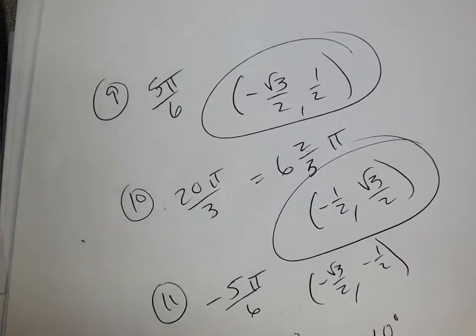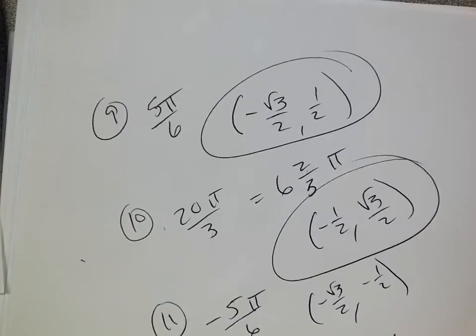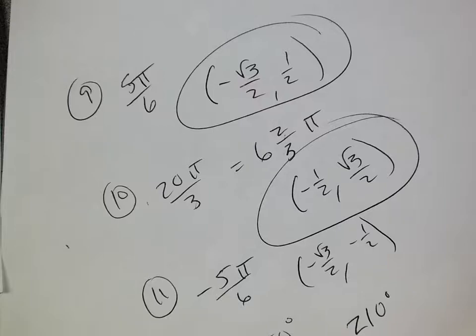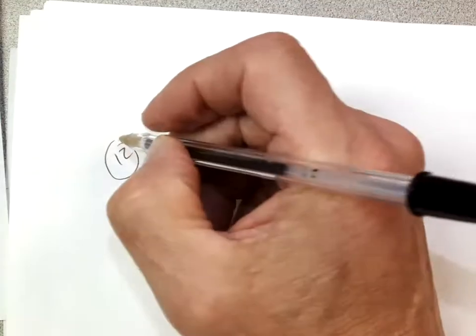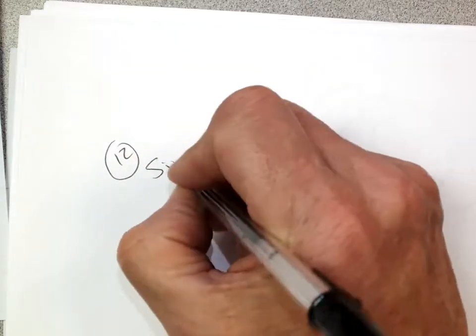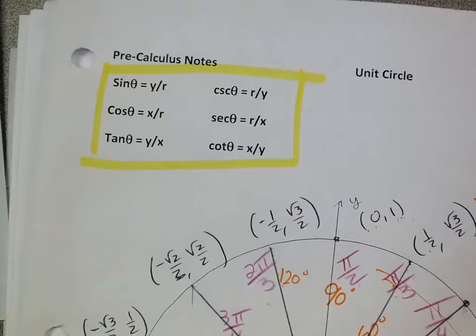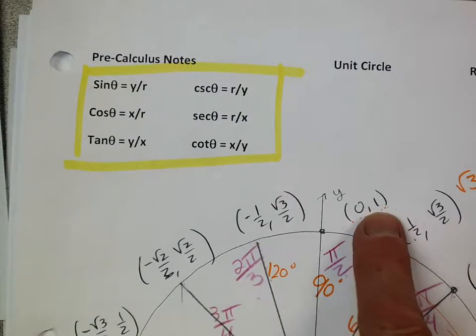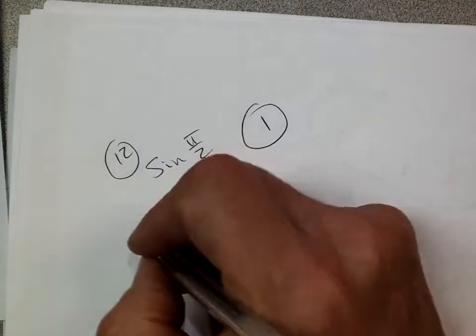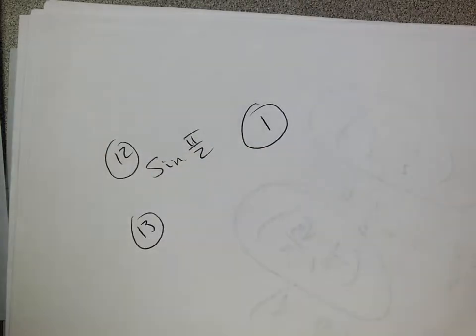Okay, 12. Here comes the fun stuff. This is stuff we're good at, okay? Turn the page. 12. We want sine of pi halves. Okay, pi halves is the y value. We got a pi half. Sine is the y value, which is 1. There it is. Answer is 1. Capiche? Easy squeezy, lemon peasy.